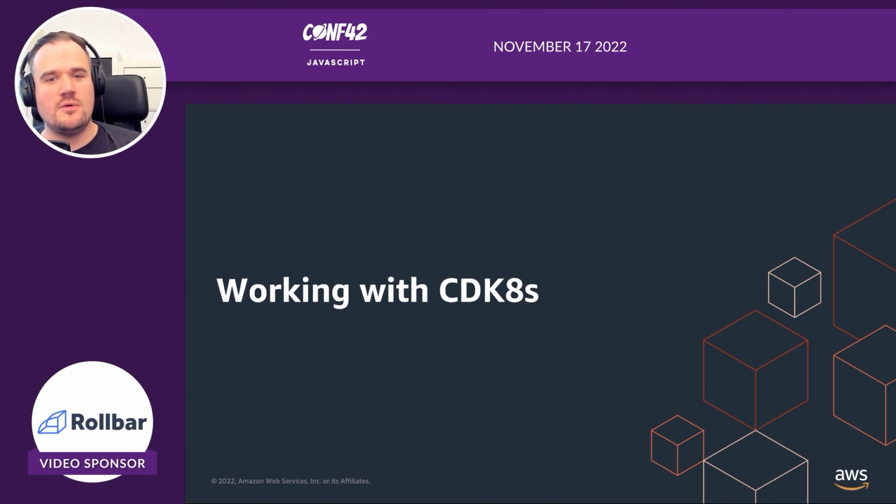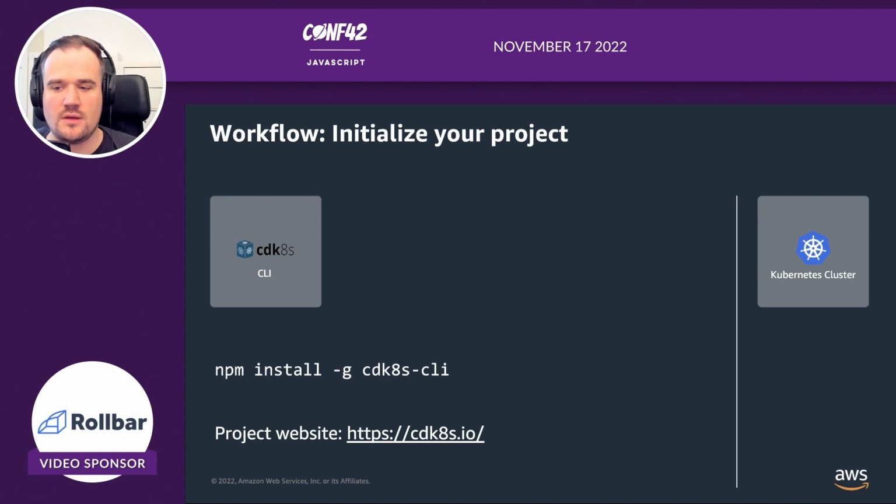Now, let's jump into how you can actually work with CDK8s. First of all, you need the CDK8s CLI. And there are multiple ways to install that CLI, but one of the easiest ones is just to do npm install -g and referencing the cdk8s-cli. You also find other ways to do it, like with brew, and you can read all about it on the project website, which is cdk8s.io.